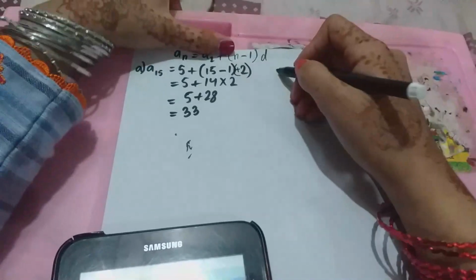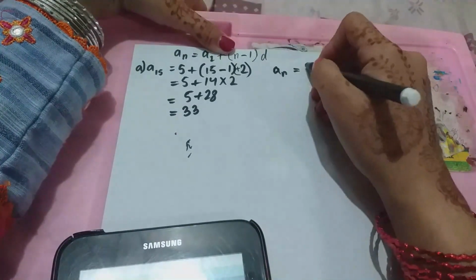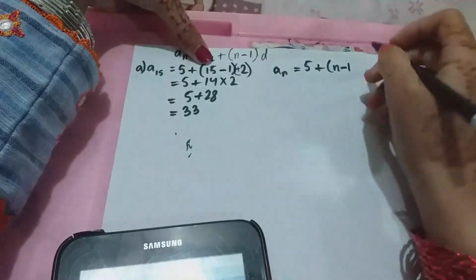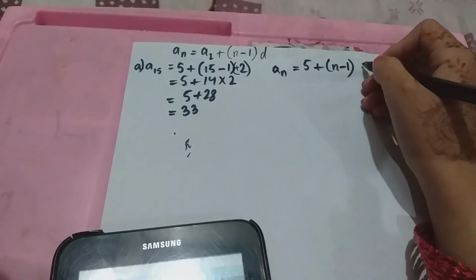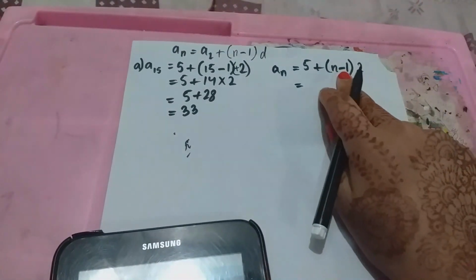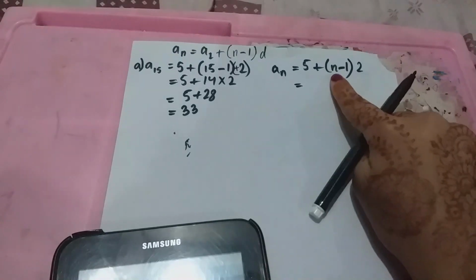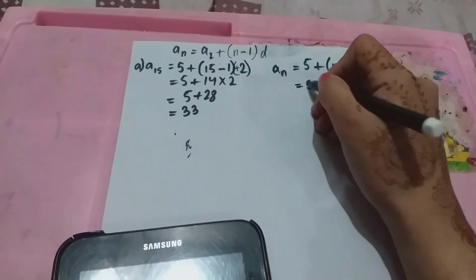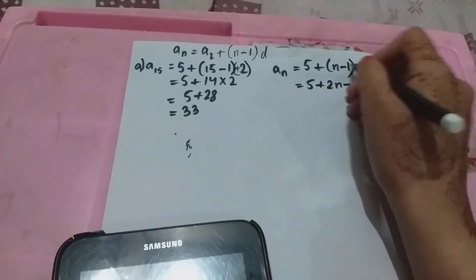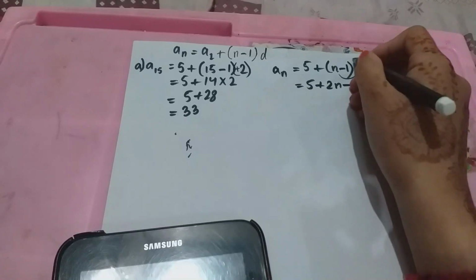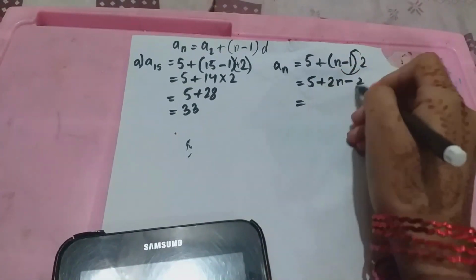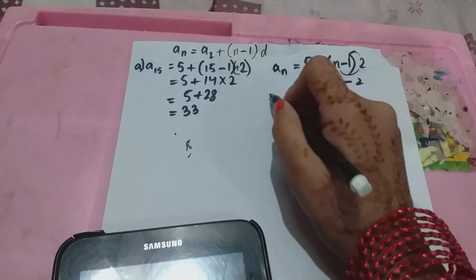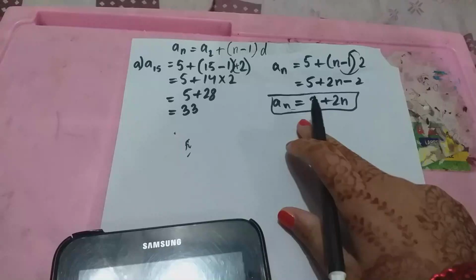Same case, now we are going to find the nth term of the sequence. So 5, the first term, plus n minus 1. We'll write here n this time because we used 15 over here. n minus 1 into the common difference, which is 2. Now we cannot subtract first, so we will first multiply this 2, because n is a variable and we don't know the number of n. So 5 plus 2n minus 2. Why? 2 n's are 2n and 2 1's are 2. So 5 minus 2 will be 3 plus 2n. So our simplified formula for an in this part will be an equals 3 plus 2n.